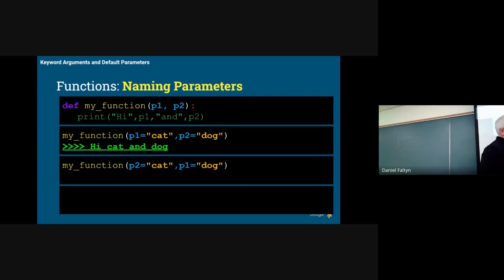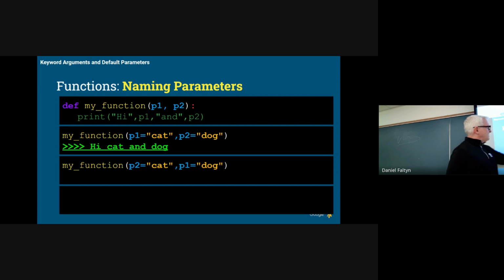These parameters don't have to be in order. This is something kind of unique to Python. Other languages don't have this. Other languages, parameter 1 is parameter 1, parameter 2 is parameter 2. Here, if you wanted to, you could invert it and say P2 equals cat, P1 equals dog.